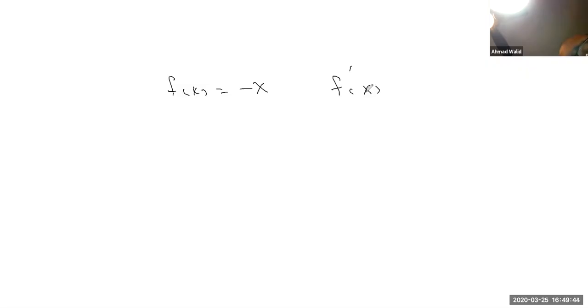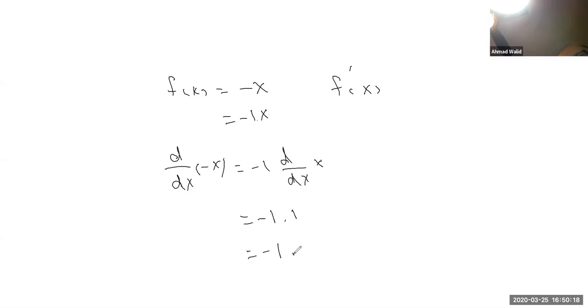Be careful. This one, when you write f of x equals negative x, actually, you can rewrite this one as a negative 1 times x, right? Now you have a constant times a function. Then d over dx of negative x equals negative 1 d dx of x, which gives you negative 1 times d dx of x is always what? 1. Then your answer is what? Negative 1.